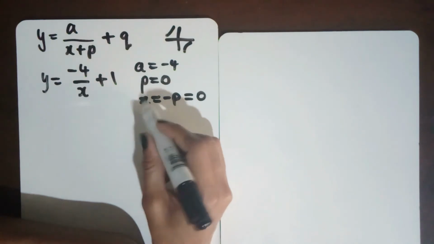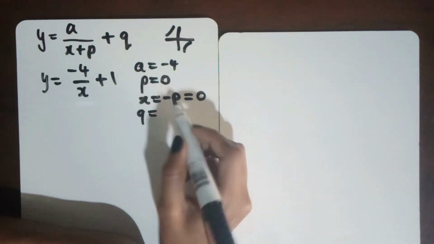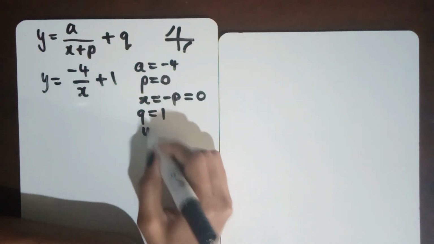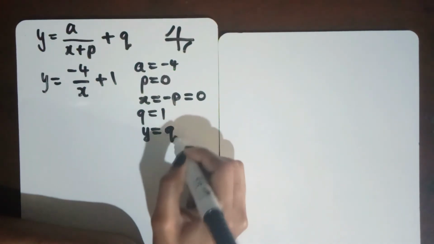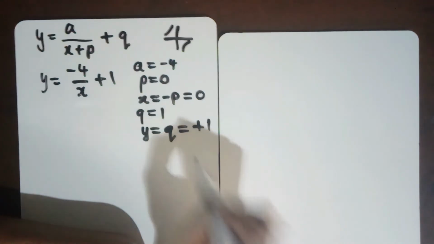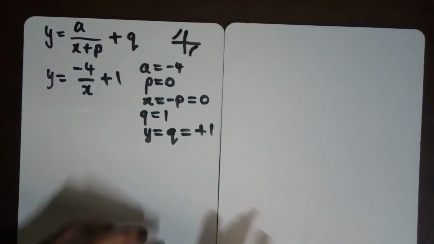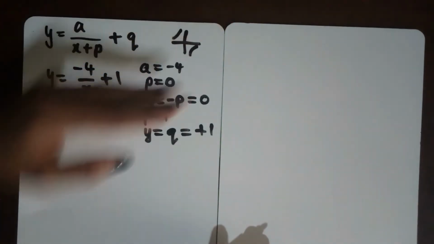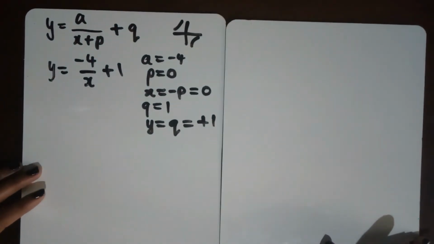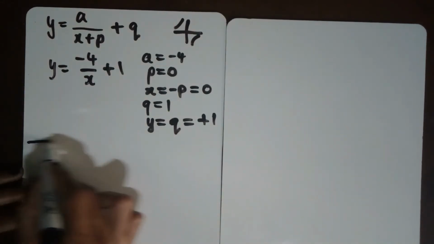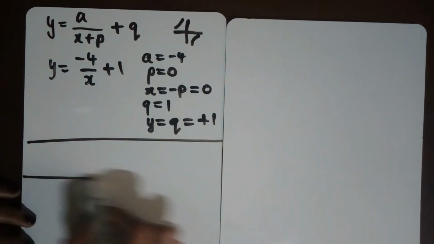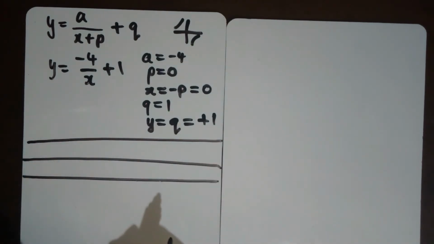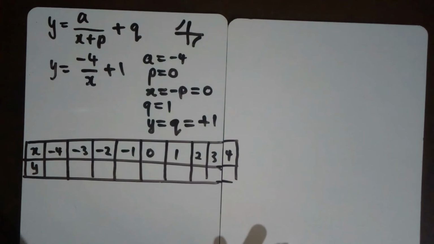And then q is 1. This means our horizontal asymptote, remember, our horizontal asymptote is just equal to q, which is equal to 1, plus 1 in this instance. So remember what we said, it means that this graph is shifted 1 unit up, and you'll see when we plot it. So we do the same thing. You're going to draw your table quickly, and then you just fill in the numbers, right? Try to do it as well. So there we are.